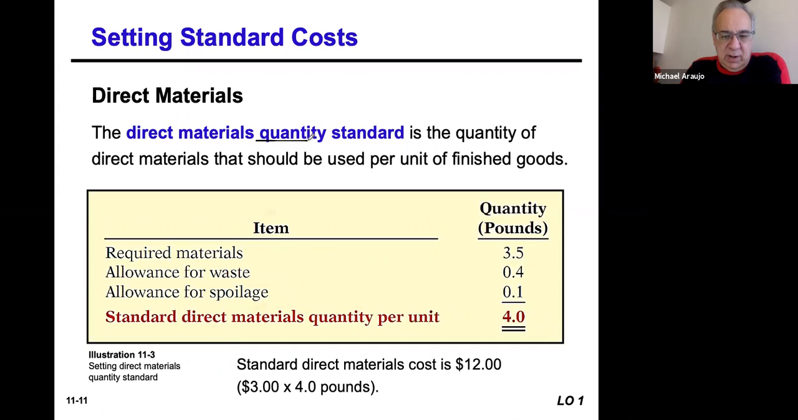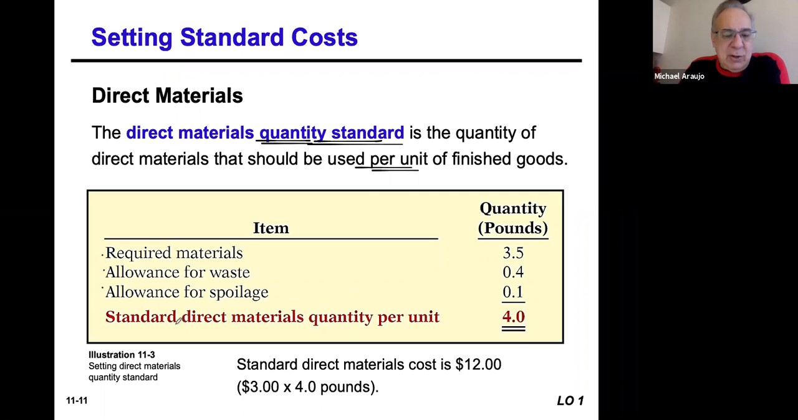The price is only one aspect of making something. They need to know how much quantity in order to set a standard to make something. So the direct materials quantity standard is the amount of quantity that should be used under normal circumstances per unit. To make one unit, this is the normal amount of quantity used. This is the standard. So they look at required materials.